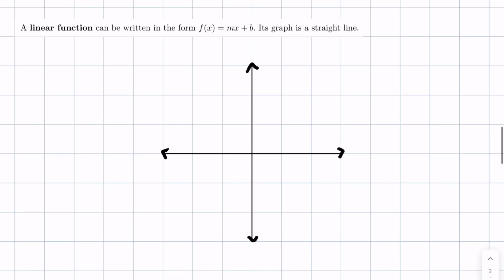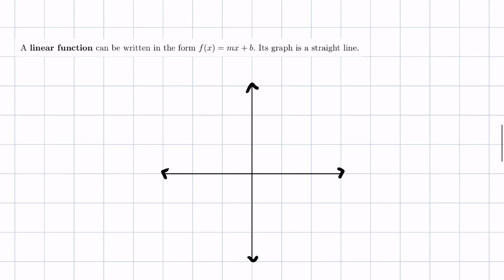So first of all, linear functions. This should be pretty familiar. These are just functions that when you graph them, they look like a line. They can be written in the form y = mx + b or f(x) = mx + b, where m is our slope and b is our y-intercept. And when we graph these, they're always going to look like a straight line.